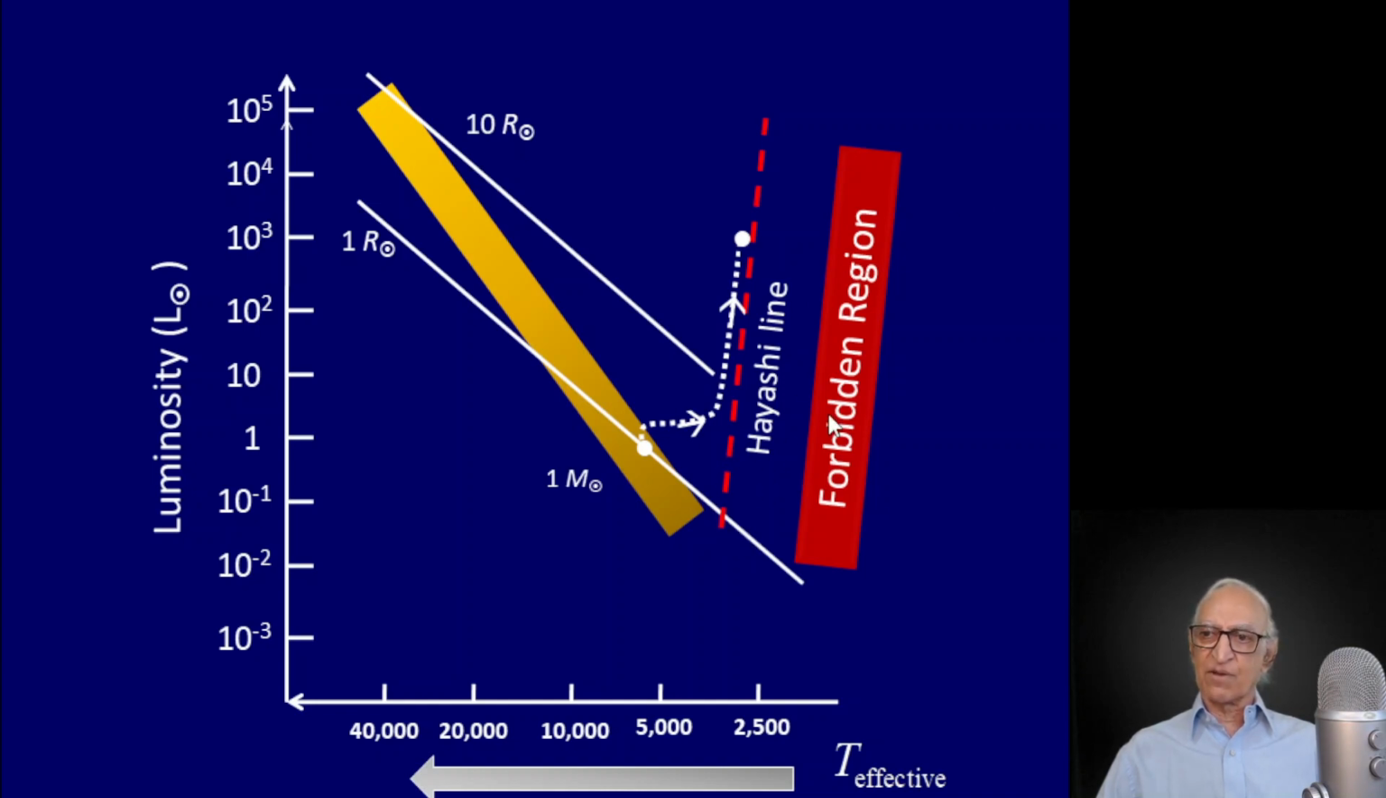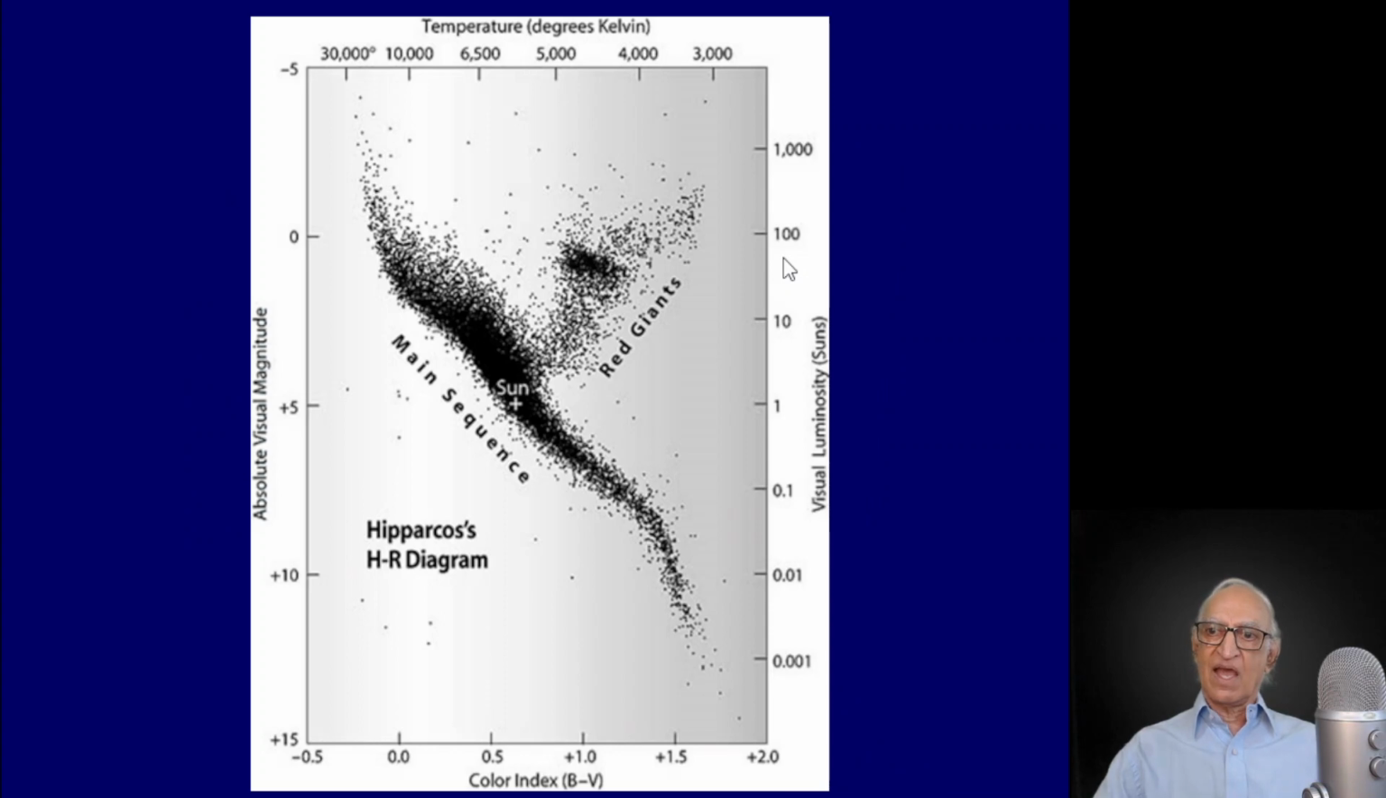There is a forbidden region here, which is defined by an almost vertical line, which is known as the Hayashi line, named after a famous Japanese astrophysicist, Hayashi. And over here, the star will become mechanically unstable, and therefore you cannot have a stable star in this condition, to the right of this dashed red line. So now you have a red giant, and what do observations tell you?